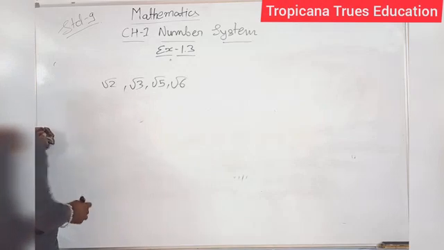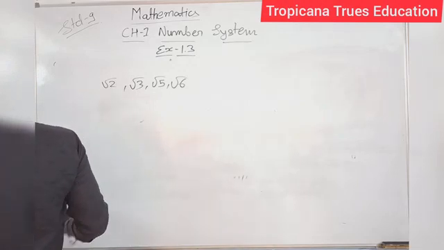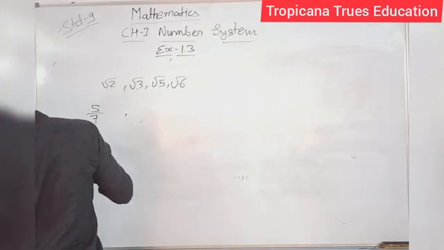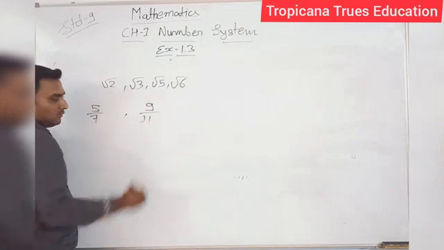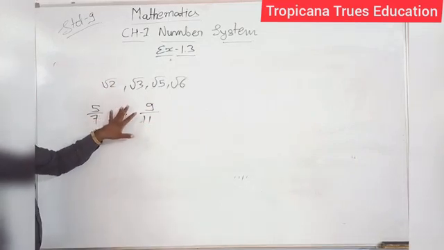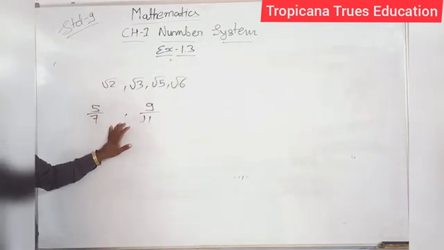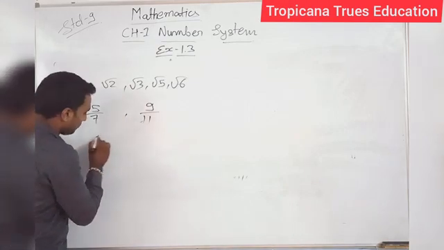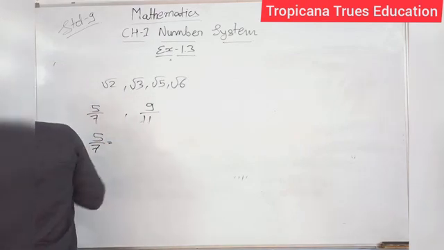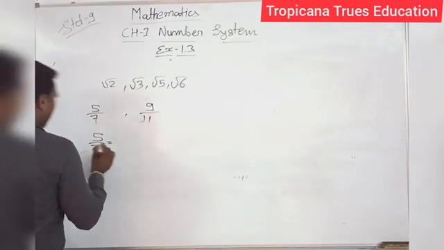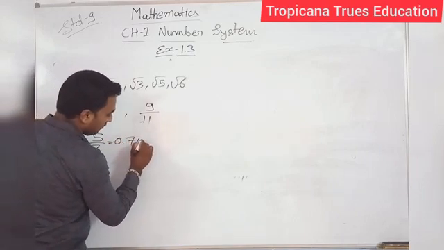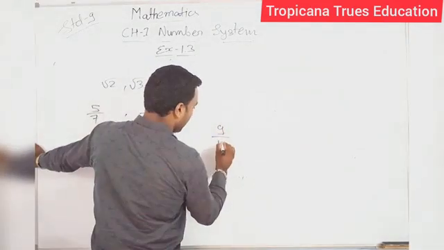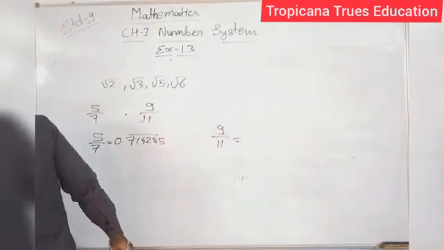Then question number 8. Question number 8 has 5 upon 7 and 9 upon 11 as the two rational numbers given. It is asked to find 3 irrational numbers between these two. That type of sum we have already done. Here the answer will be: 5 upon 7 is equal to 0.714285, which is in repeated form. Here 9 upon 11, your answer will be 0.81.